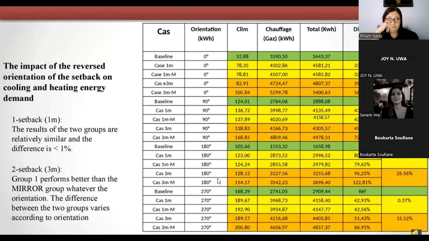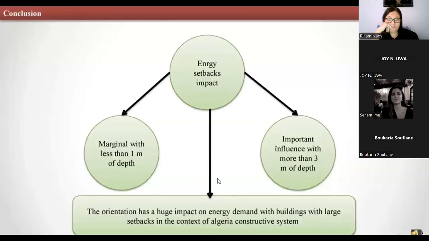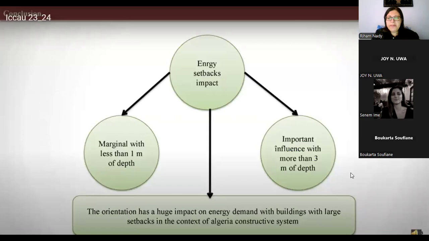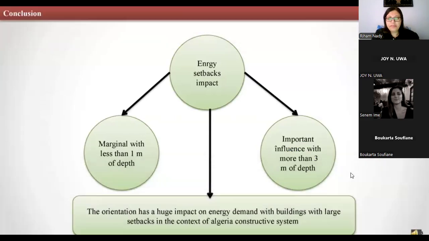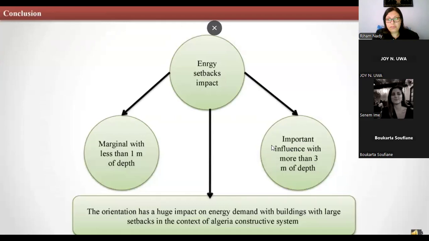In conclusion, we can state that the facade setback has an impact on the energy demand of residential buildings, which could be marginal if the depth of the setback is less than 1 meter, and could be a very important influence on the energy demand for cooling and heating if the depth of the setback is 3 meters and higher. The orientation also has a huge impact on energy demand for buildings with large setbacks in the context of the Algerian constructive system.